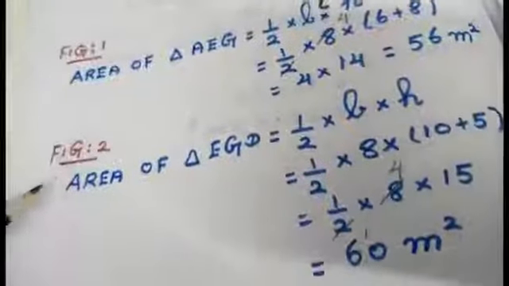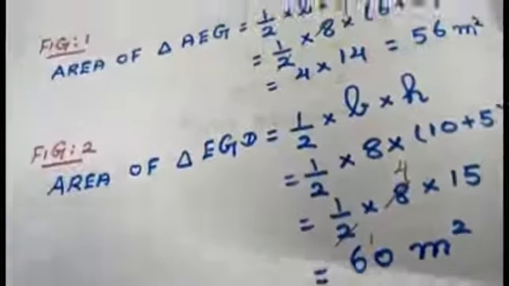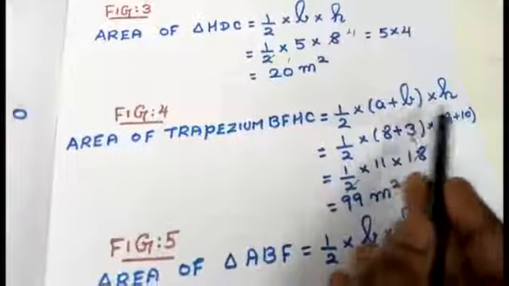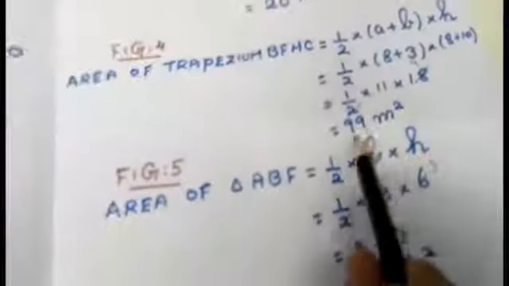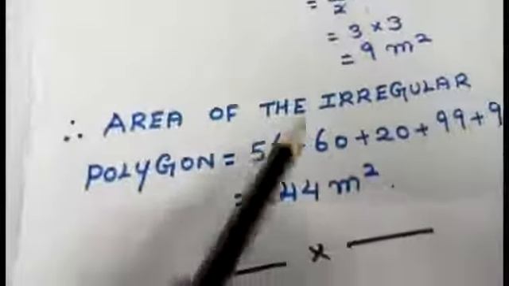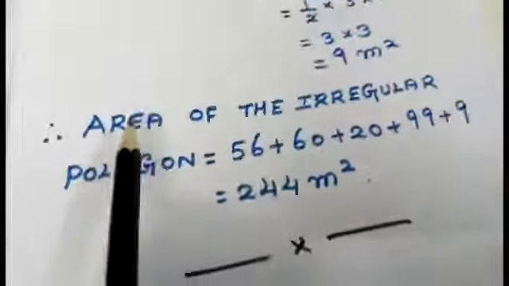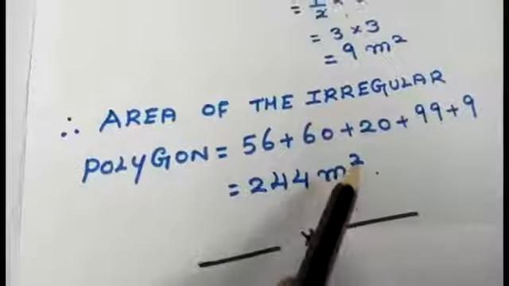Figure 2 is also a triangle; you calculate and you will get the answer as 60 meter square. The next one, we are going to find figure 3. Figure 3 is also a triangle, you calculate here, students. For the trapezium, half into (a plus b), the parallel sides, into height. I have given you the complete calculations. You analyze them with your diagram. Figure 4 is 99, figure 5 is 9 meter square, students. Totally 5 figures. Whatever answers I have got for the 5 figures, I add all 5 answers, and therefore the area of the irregular polygon is 244 meter square.